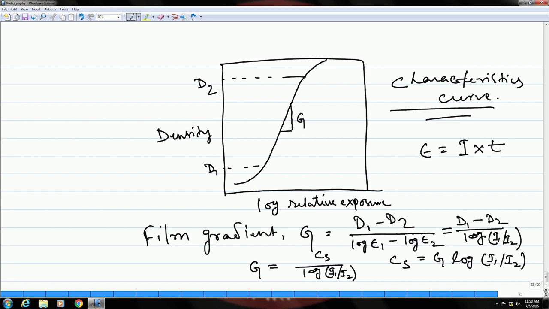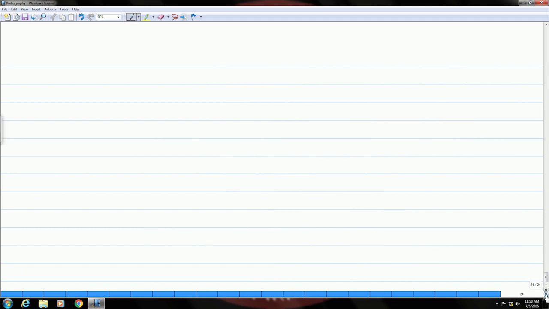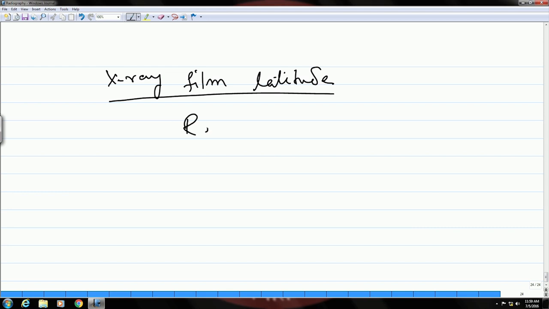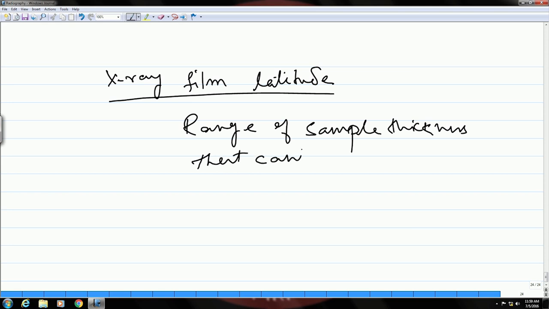For a good quality image, you need a high gradient. And if you consider this range of exposure between two different densities, then this is known as film latitude. So, this is another parameter with regard to the film, known as the film latitude. And this is defined as the range of sample thickness that can be recorded with a single exposure.